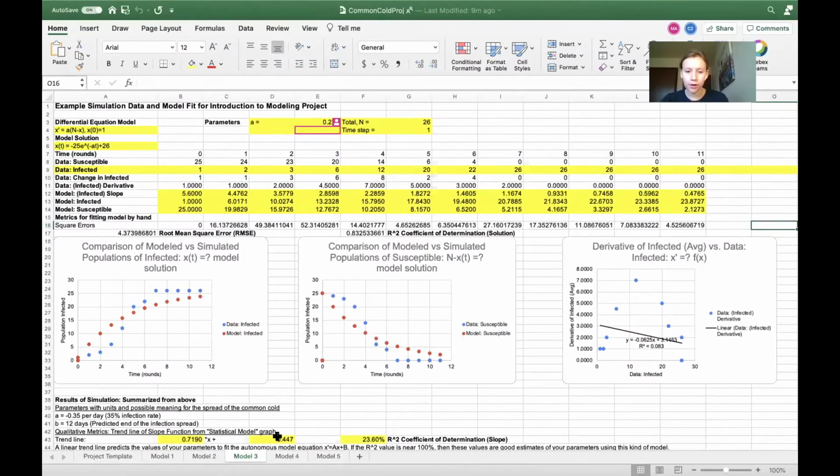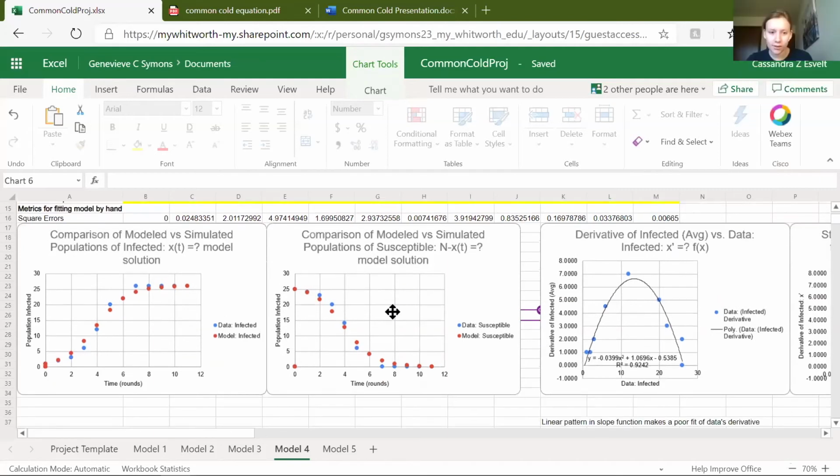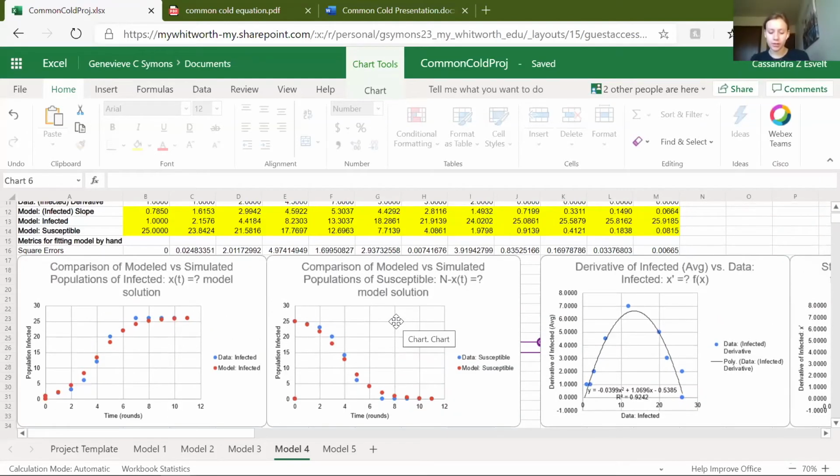Since Model 4 was our best fitting model, there were definitely reasons for that, as well as reasons that it could have been a little bit better. As we can see, the coefficient of determination is 0.9867, which is very, very close to 1. So we can tell already that it's very close to fitting.